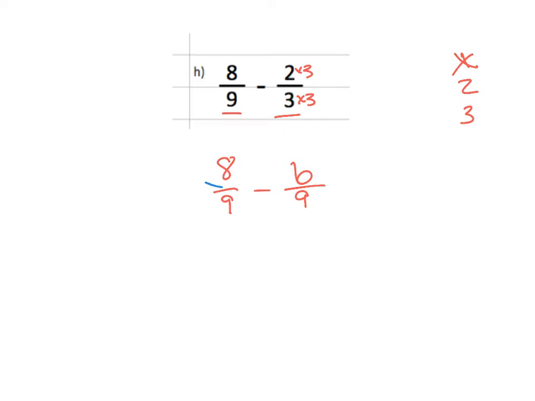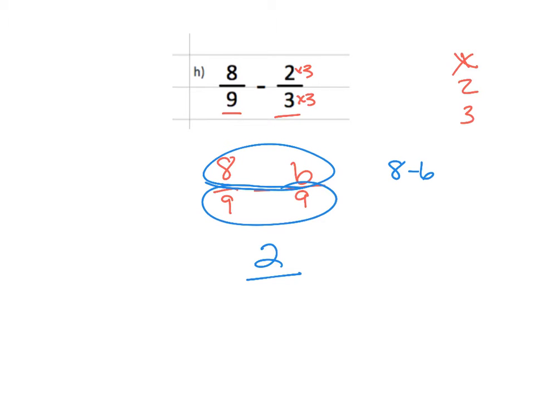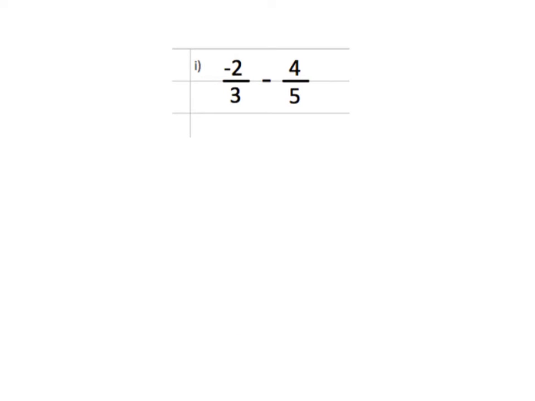Step 2. We're going to subtract our numerators. 8 minus 6 gives us 2. Denominators stay the same. We are done with step 2. Step 3, simplify. It already is, so we are done. Our answer is 2/9. Let's throw a negative in there. We know how to work with these. We're going to do our 3 steps.